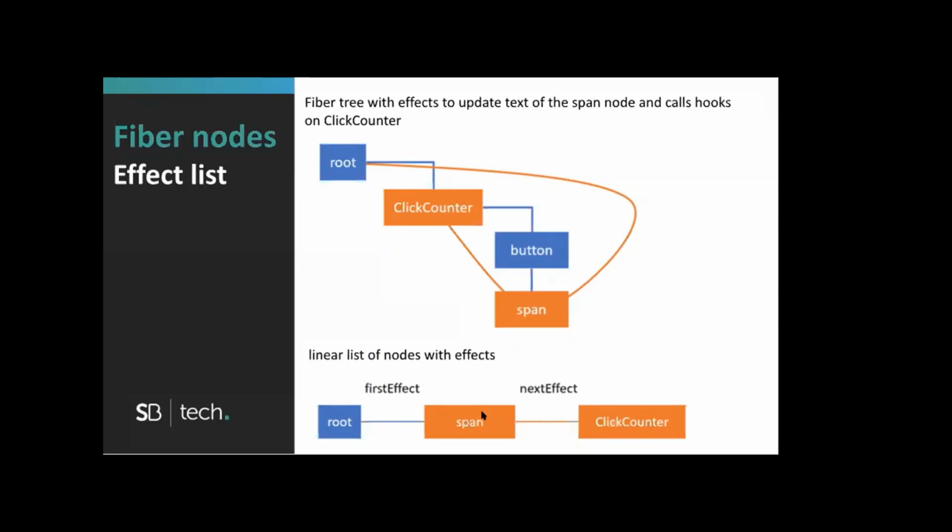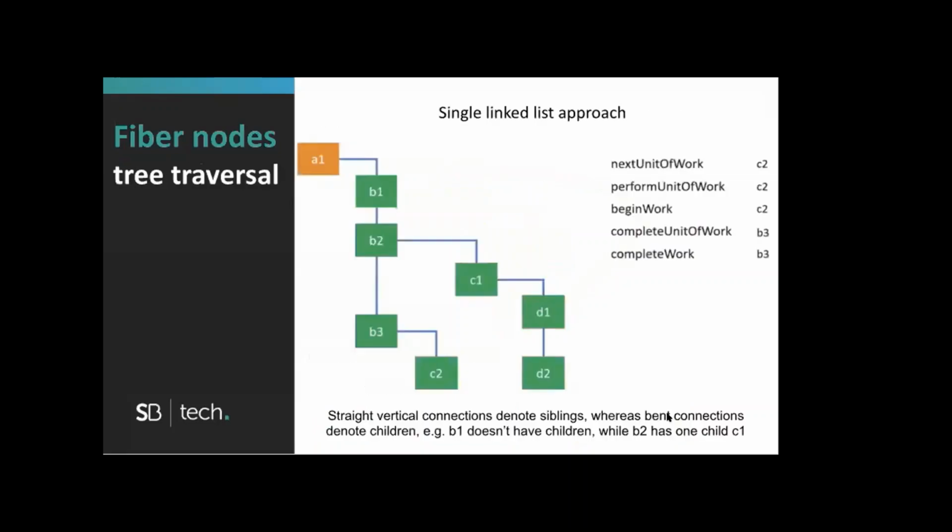The first effect always goes on the children, the second effect goes to the parent. So this is how it builds the linear list of nodes, and this is how it builds the relationship between parent and child, the way it iterates. So let's take this example.